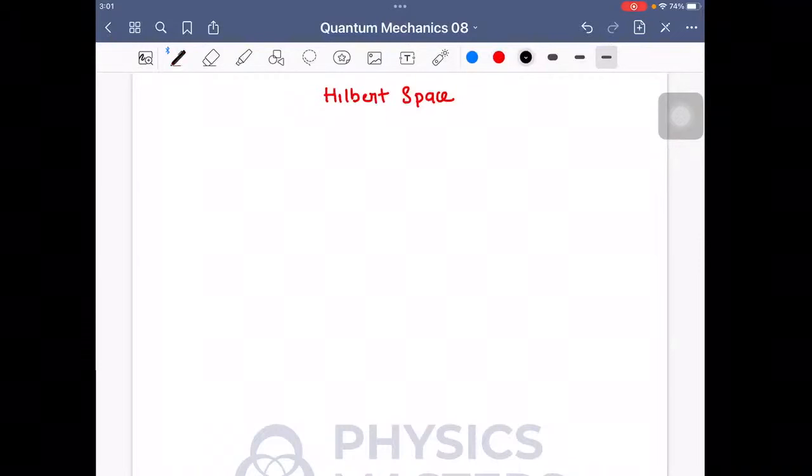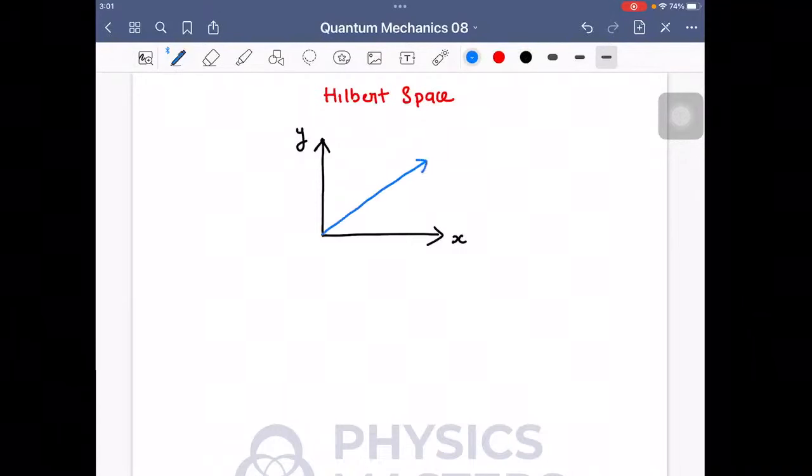Okay, so consider a two-dimensional plane. Imagine your notebook. In your notebook, or any two-dimensional plane, you can draw a vector. So here I am drawing. This is the x-axis, this is the y-axis. Let me draw a vector, vector r. Let this point have x-coordinate x and y-coordinate y.